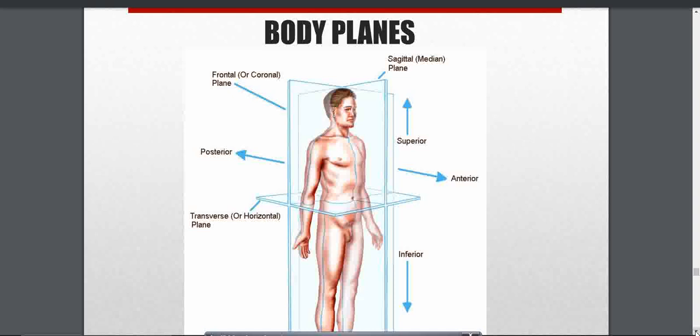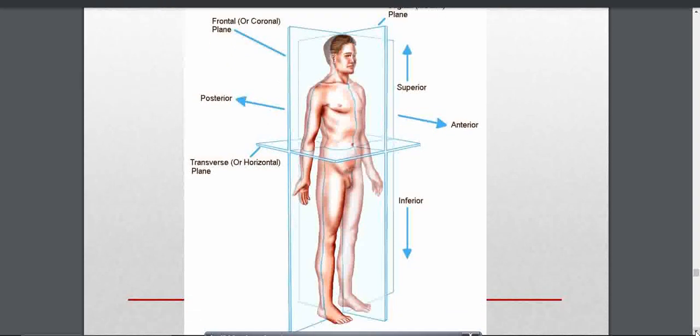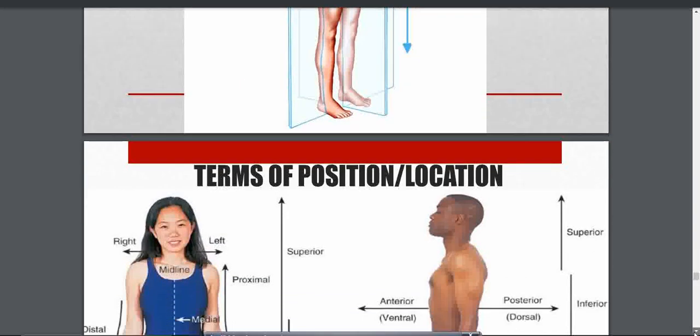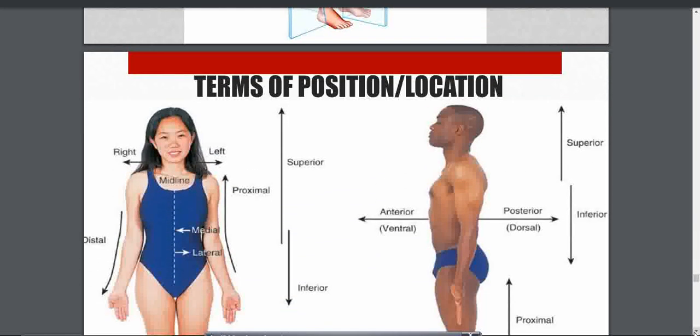So the planes are only 4. Actually, they are 3. They are 4 because we also have oblique, which is not indicated here. So we have frontal, transverse, and sagittal. Sagittal can be parasagittal or mid-sagittal. If you have any question, please don't forget to ask.